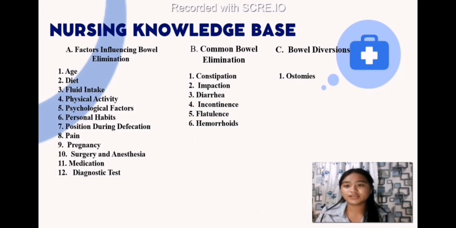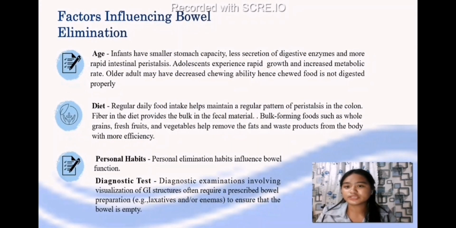Now, let us discuss the factors influencing bowel elimination. So, age. In infants, they have a smaller stomach capacity, thus less secretion of digestive enzymes and more rapid intestinal peristalsis, and peristalsis moves food through your digestive system. And the ability to control defecation does not occur until 2 to 3 years of age.